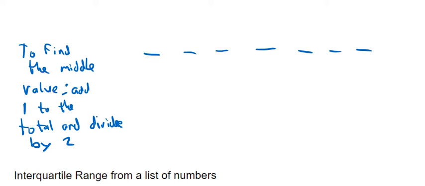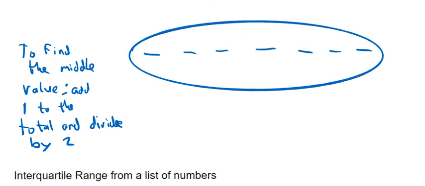Hi guys, so this is the interquartile range. Just one thing first, if we have a number of values, so if I've got 1, 2, 3, 4, 5, 6, 7, kind of just dashes there like that. So if you're to imagine there's a number there for each of those, so there's 7 values there altogether.